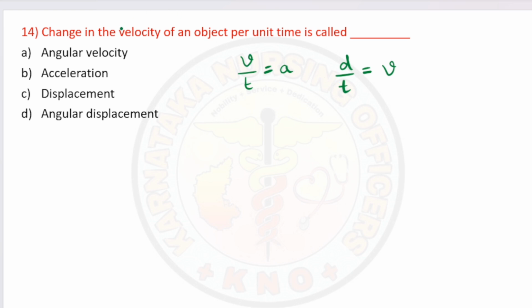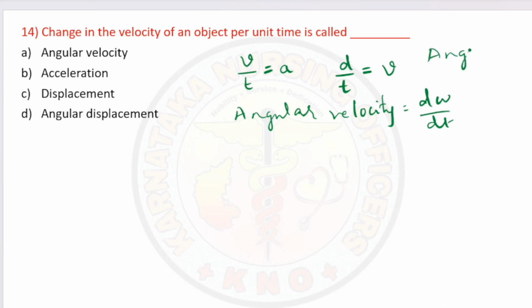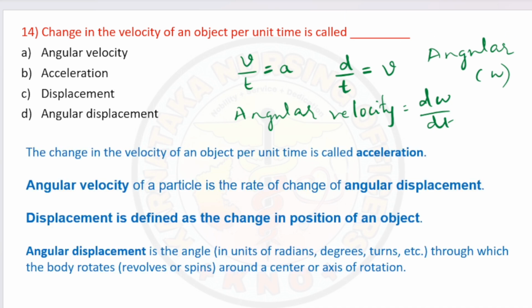And what is angular velocity? Angular velocity is the rate of change of angular displacement, that is d omega by dt. It is usually represented by omega. So the correct answer is option B, acceleration. The change in the velocity of an object per unit time is called acceleration.